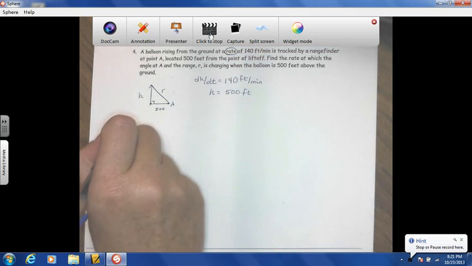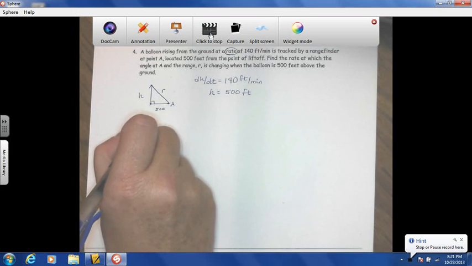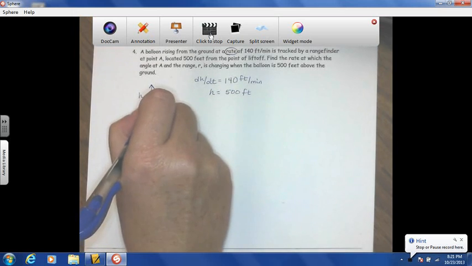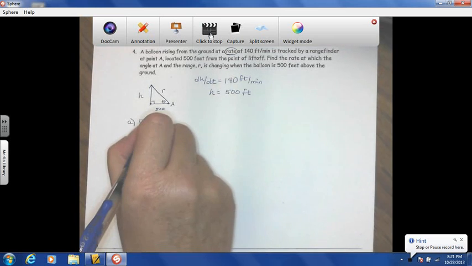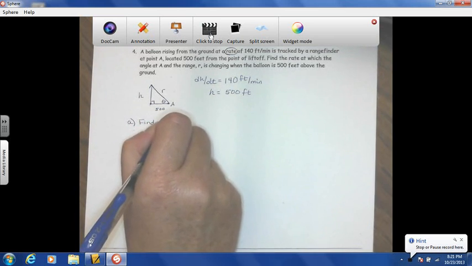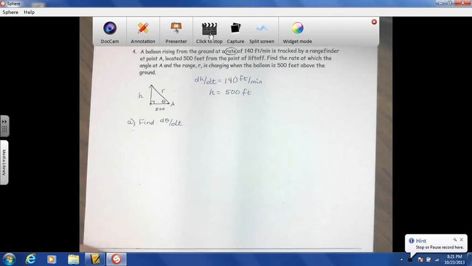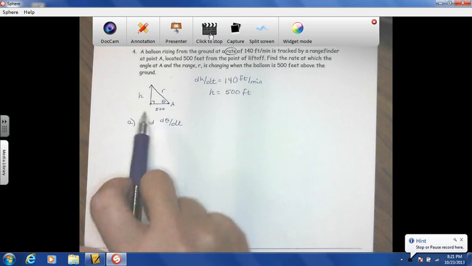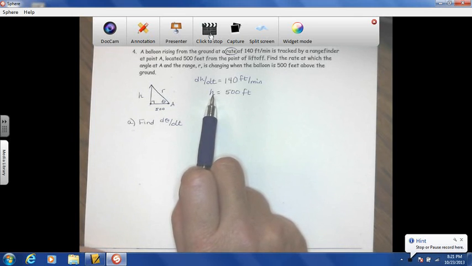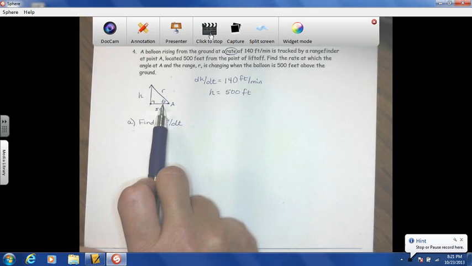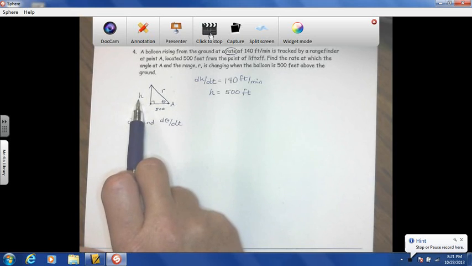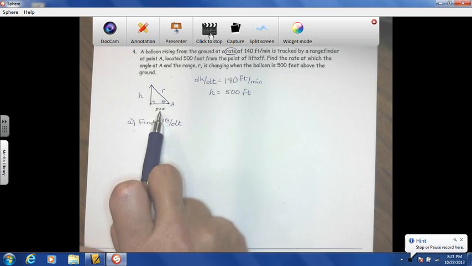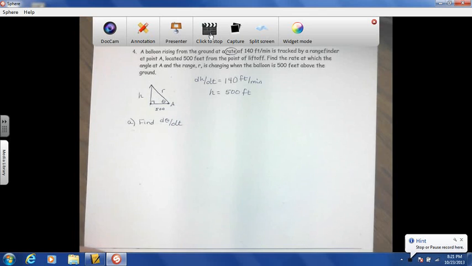The first thing they ask us is to find the rate of change of the angle. So I'm going to label the angle here at A and say we're looking for d theta dt. In order for us to find d theta dt, we need to come up with an equation that relates theta with the other information in our picture. Now, remember that we were given information about h. So when I set up my equation for theta, I want to make sure that h is in there. Since this 500 is a constant, it's a lot easier to work with this than it would be another variable.